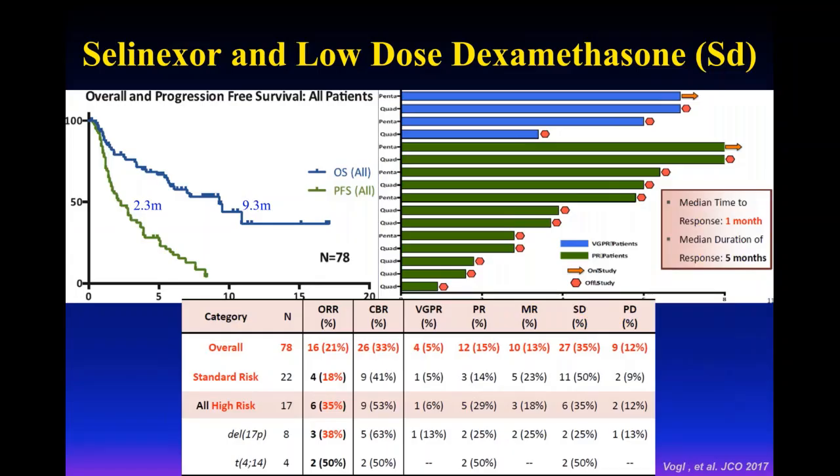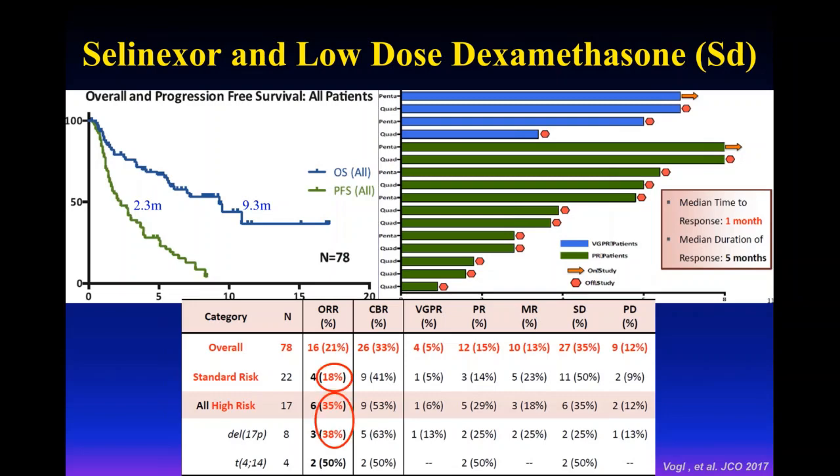Basically these patients have nothing else, they are very, very refractory, and there is still some response. Interestingly, it seems that patients with high-risk genetics fare better than patients with standard-risk genetics. So this is one of the interesting points arising from that data. Although this is a small study, it is still interesting to observe that.